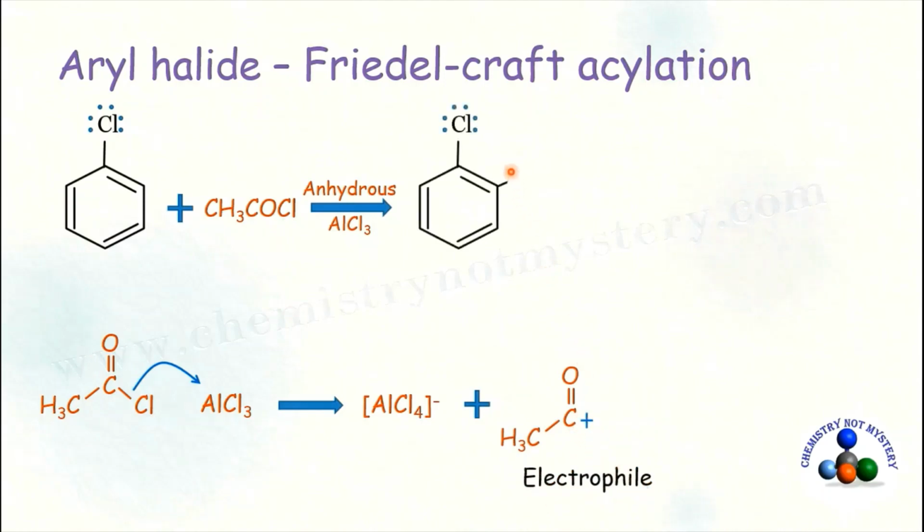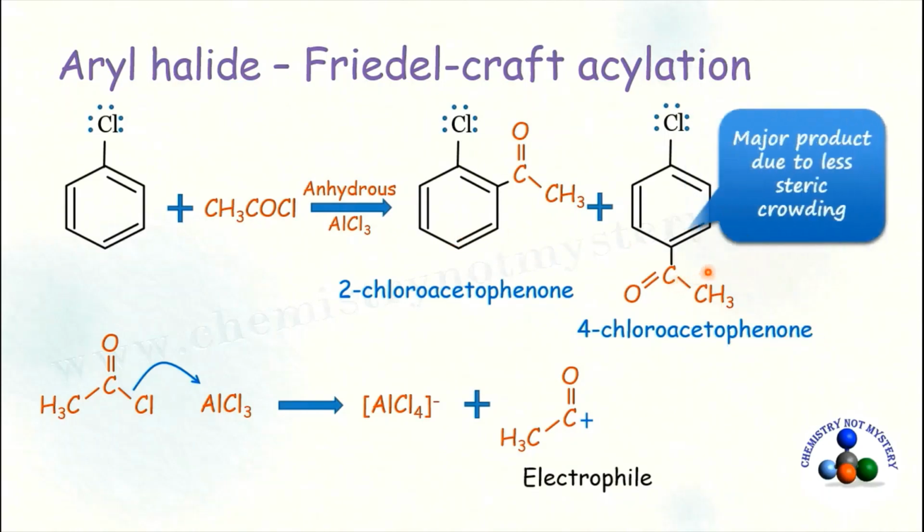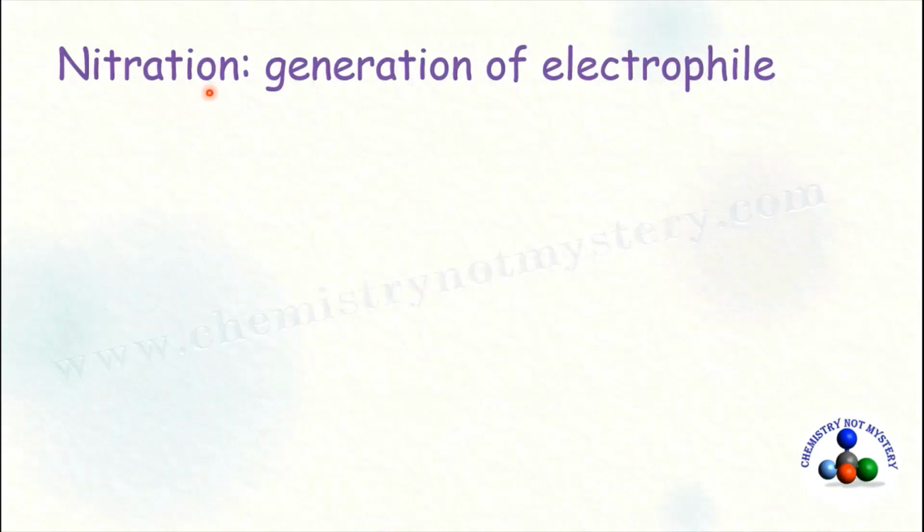It either gets attached to the ortho position and results in the formation of 2-chloroacetophenone, or it gets attached to the para position and as a result 4-chloroacetophenone is formed. Out of these two isomers, the para isomer is the major product due to less steric crowding. Now come to nitration. First of all, we are going to discuss the generation of the electrophile. The nitrating agent is HNO3 in presence of H2SO4.